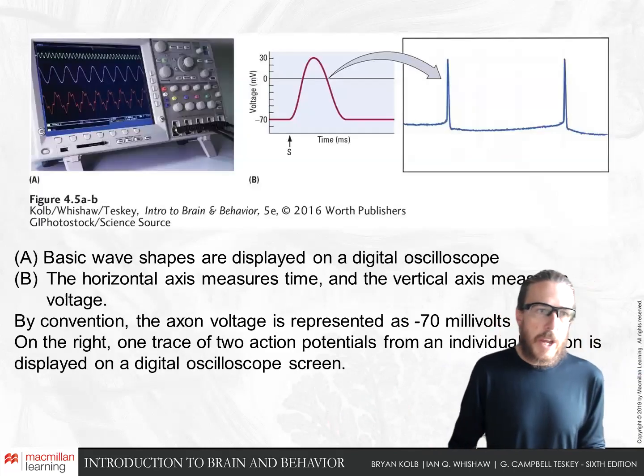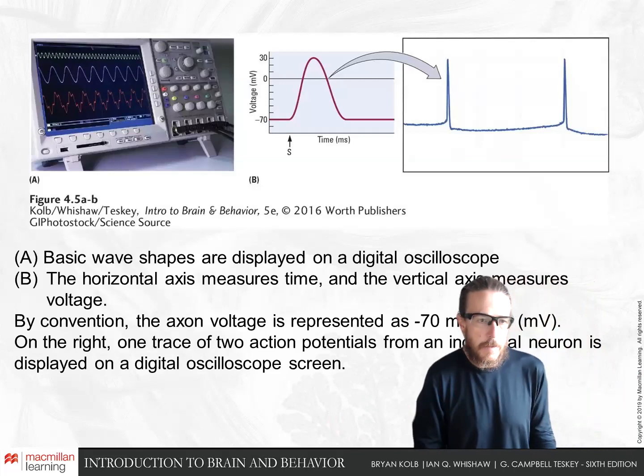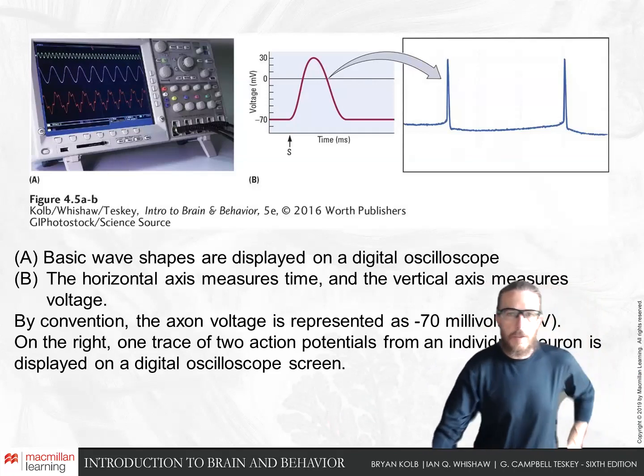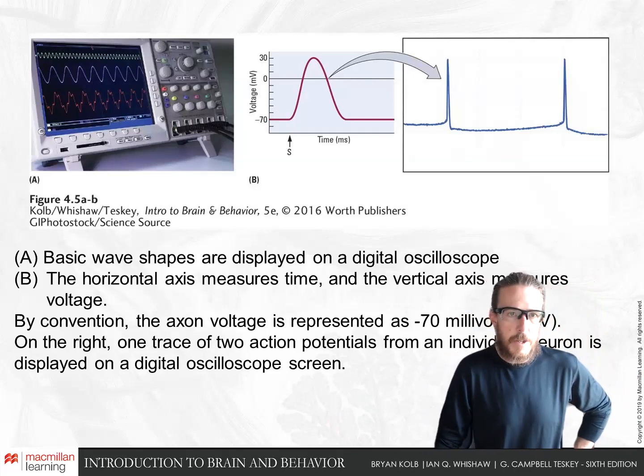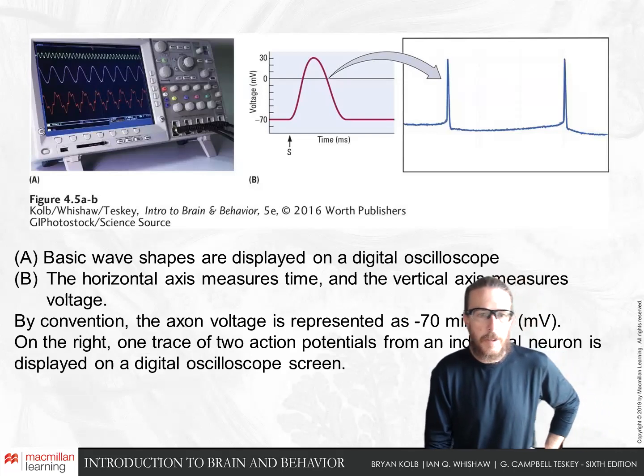So we can display them on a graph in real time, or we can load them into a computer and record them, which is often what we're doing today. The horizontal axis of these graphs is going to be time, and the vertical axis is going to be voltage. And here in this graph, we can see two action potentials recorded from a neuron, where the voltage changes very quickly from negative to positive.